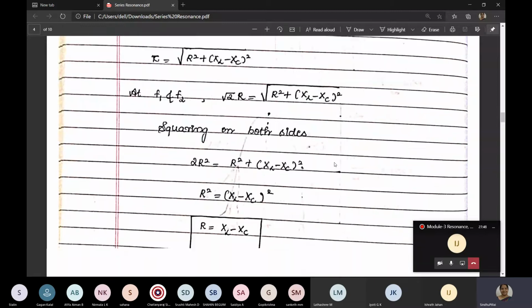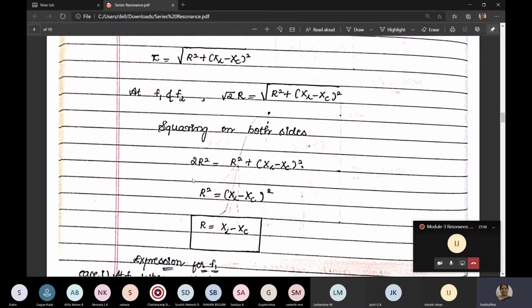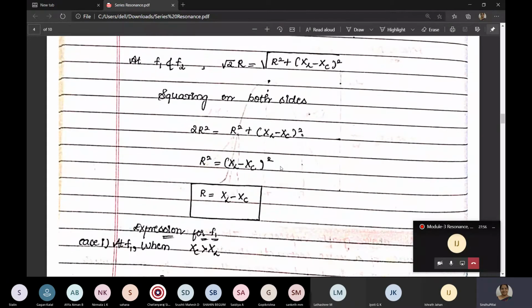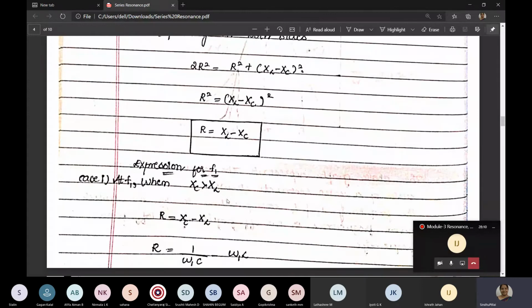Squaring on both sides, the root will go away. So you'll get 2R square is equal to R square plus XL minus XC whole square. Next, one R square will get cancelled: 2R square minus R square becomes R square. Next, R is nothing but XL minus XC. Just keep this term: R is equal to XL minus XC.